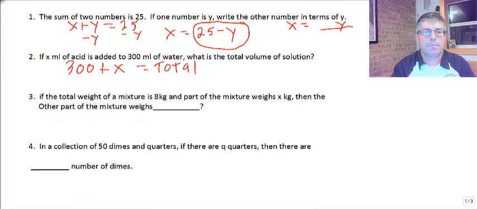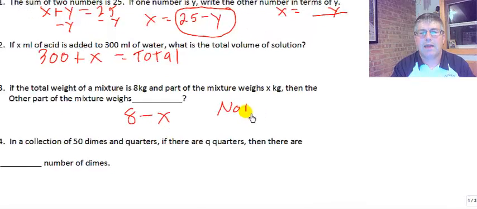Next sample problem. If the total weight of a mixture is 8 kilograms and part of the mixture weighs x kilograms, then the other part must weigh what? Well, that's a lot like problem number 1. We had a total of 25. Okay, one number is y, the other number is our total minus y. In this case, our total is 8. One number is x, then the other number must be 8 minus x.